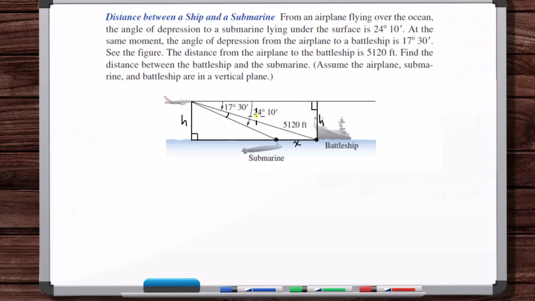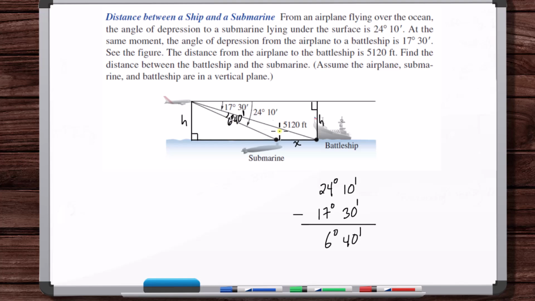So, 24 degrees 10 minutes minus 17 degrees 30 minutes. 24 minus 17 is 7, but then you take away 30 minutes from 10 minutes, and that takes you all the way down to 40 minutes. So this is 6 degrees, 40 minutes.